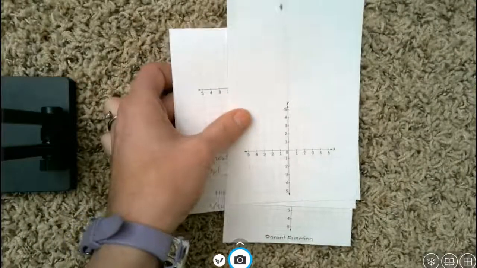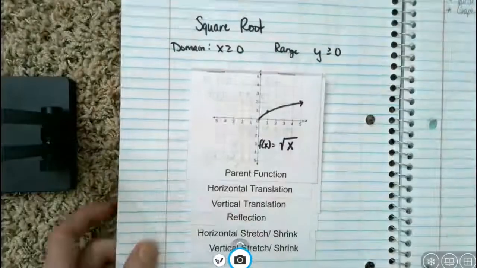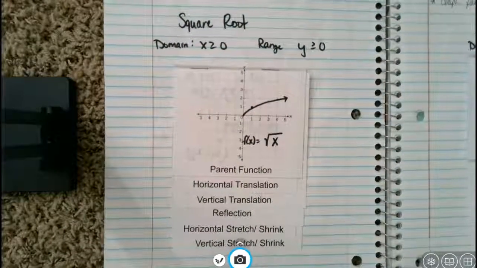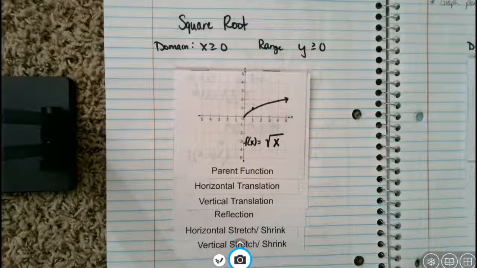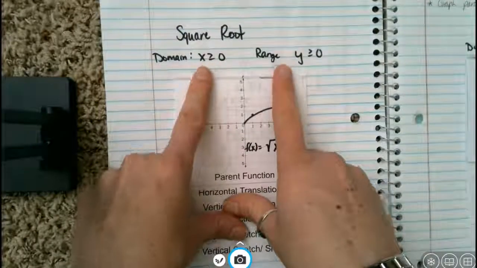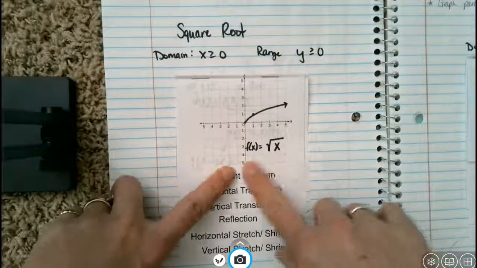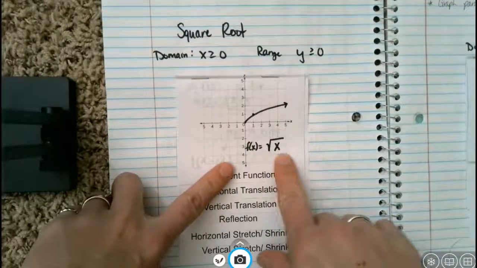So once you have your two little books, we're going to look at the two different types of functions for this unit. Okay, so first off, we're going to look at the square root function. Okay, when we're dealing with the square root function, we also are looking at domain and range. Okay, so my parent function looks just like this. So we're dealing with the square root of x.